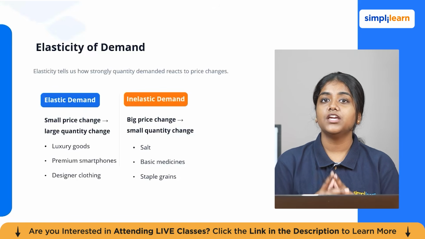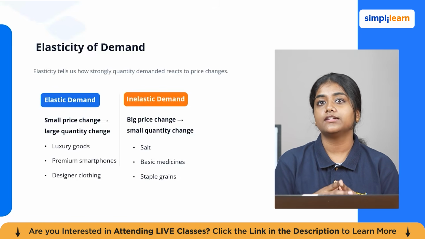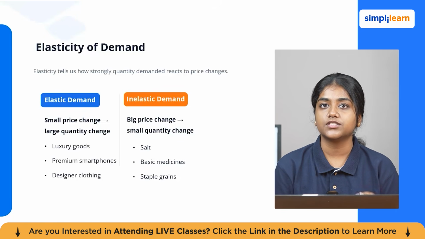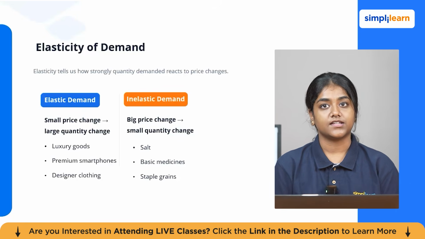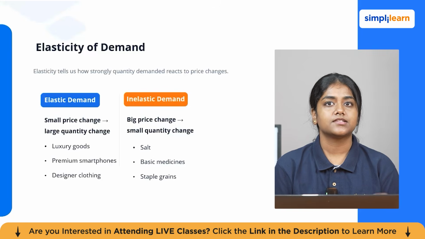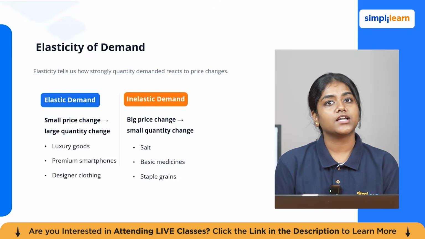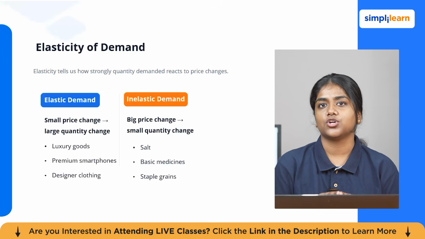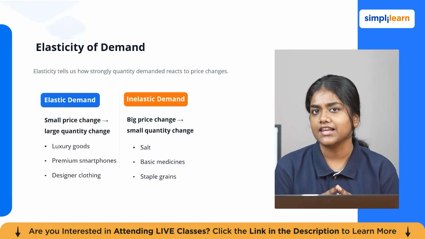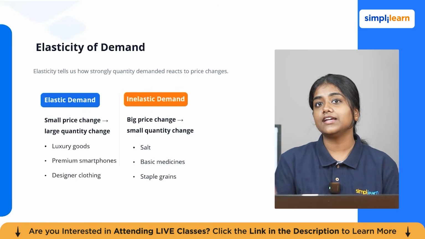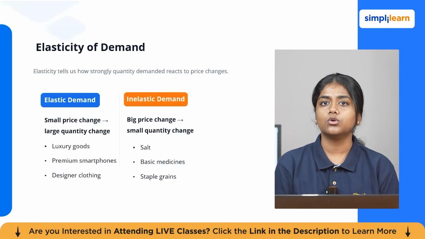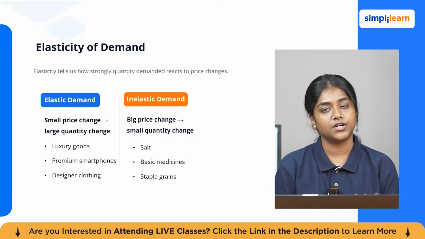Luxury items, like premium smartphones and designer clothing, tend to be elastic because consumers can easily delay or skip the purchase if price rises. Necessities, like salt, basic medicines, and staple grains, tend to be inelastic because consumers need them regardless of price and have few substitutes. This has enormous strategic value. If you know your product has inelastic demand, a price increase will likely increase your total revenue because a small drop in quantity sold won't offset the higher price per unit.